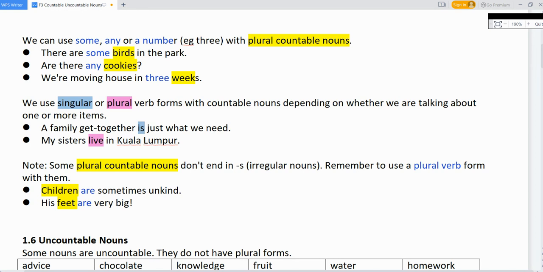Okay. Example number 2. My sisters live in KL. So my sisters here is a plural subject. Okay, ada ramai kakak, ada ramai adik perempuan. So my sisters live. So live here is a plural verb. Okay, live in KL. So we learn this in present tense, for example.